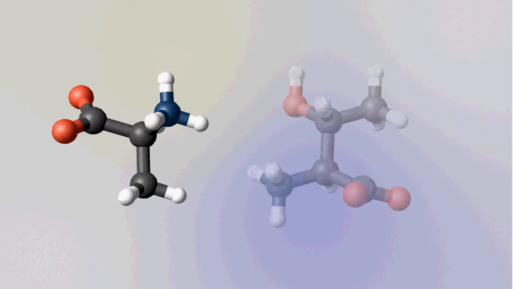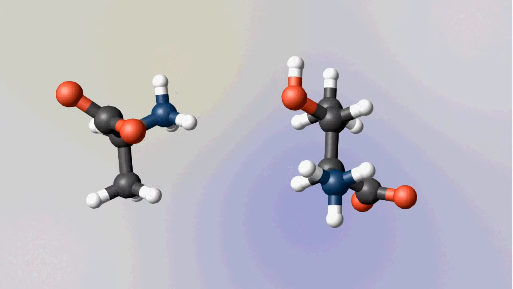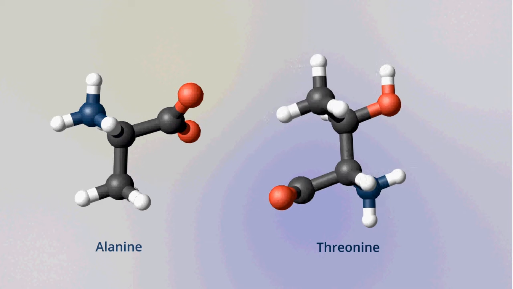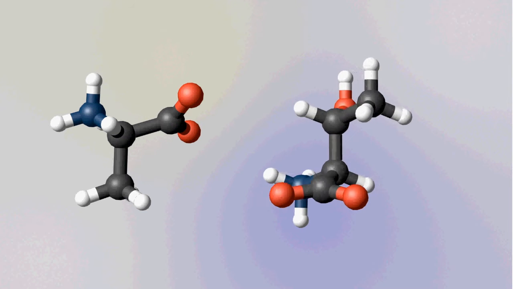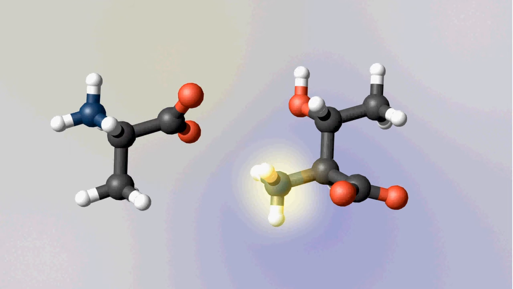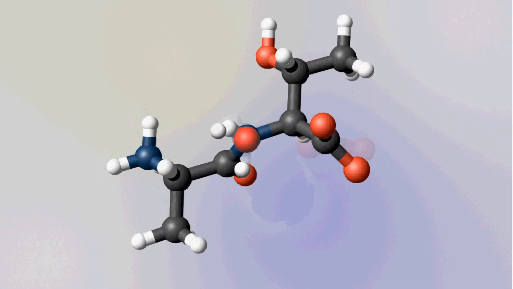Two amino acids, for example alanine and threonine, can undergo a condensation reaction. The carboxylate group of alanine reacts with the amino group of threonine. Two hydrogen atoms and an oxygen atom form a water molecule in a condensation reaction.